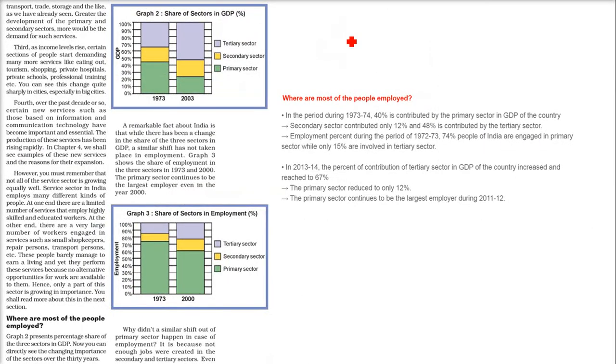Now the third is the income level. Whenever income increases, when salary or income increases, you would want to go eating out, tourism, shopping, private hospitals. You want to send your kids to private schools. You need some professional training. All these are provided by whom? The tertiary sector. And finally, ICT, information and communication technology. It was not there before, but now it is everywhere, and ICT has spread like anything in the tertiary sector. So this is a new sector which has come up, right?